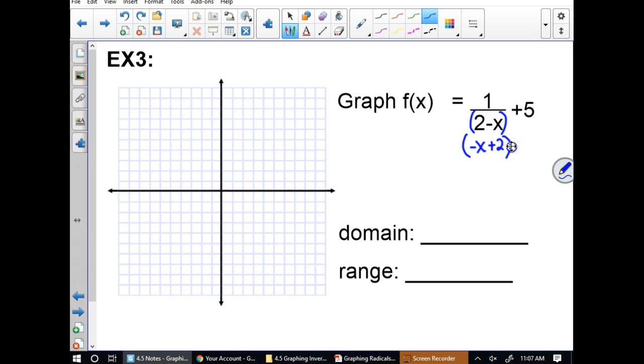So, this is what we're going to do. I don't want to have that negative there. So, I'm going to factor out a negative 1. Okay? So, greatest common factor, I'm going to pull out a negative 1. So, when I do that, I will have x, and then that positive 2 will turn into a minus 2. Now my negative is on the outside of the parentheses, right? So let me write our equation, what we've got now. We've got 1 over negative 1 times x minus 2, plus 5.